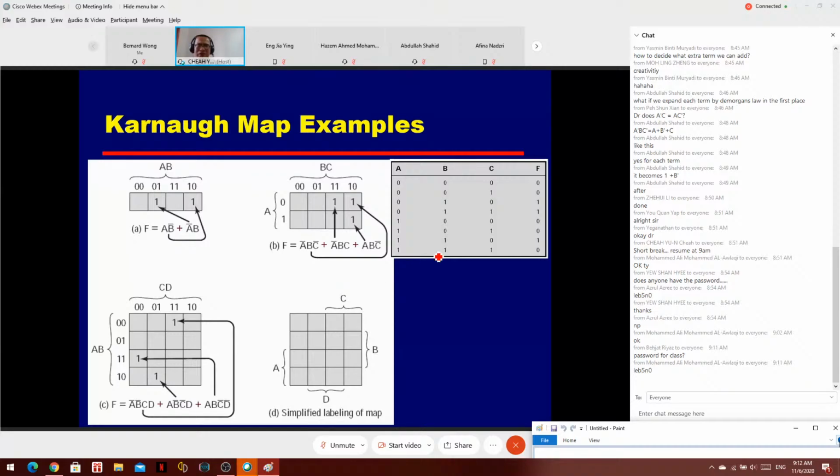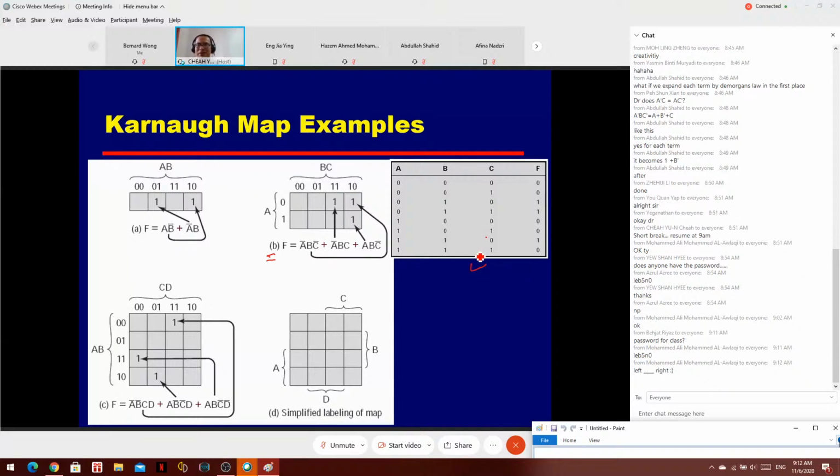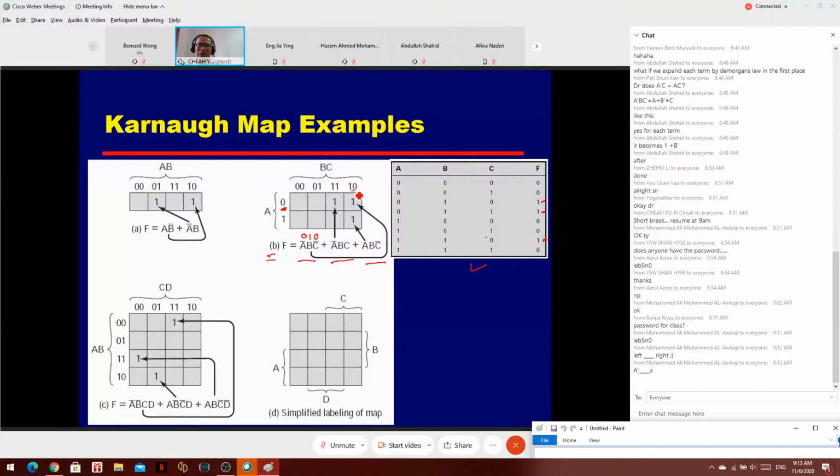Now let's look at the Karnaugh map for three variables. This is example B. This is the function, and this is also the truth table, the same truth table that we saw in the earlier examples. Remember the example with three F's that are true. That's why we have three terms here: 1, 2, and 3 terms. So here is 0, 1, 0. We look for 0, and then 1, 0. So this is the one for this first term.